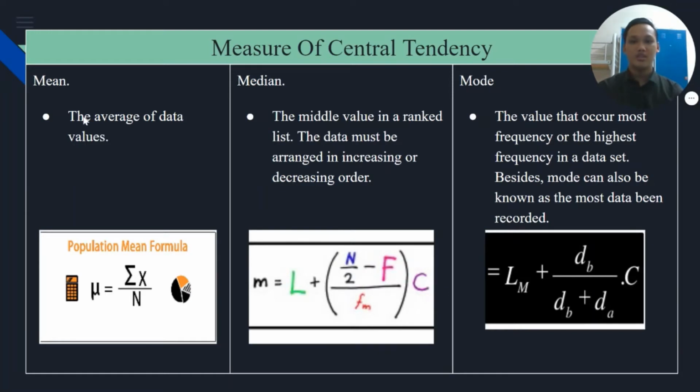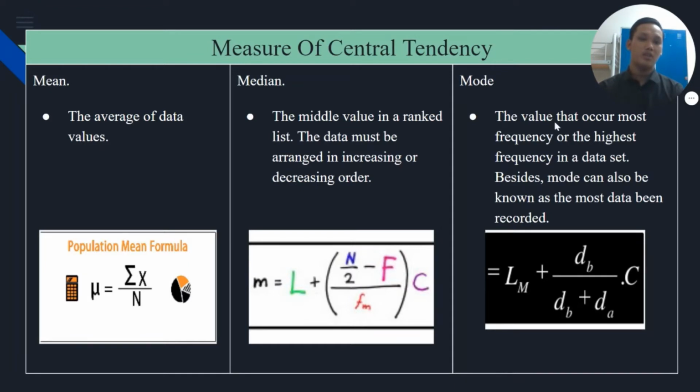What is mean? Mean is the average of data values, where mu is equal to total x over n, n is the sample size and x is the total data. The median is the value in a ranked list. The data must be arranged in increasing or decreasing order. L is the lower boundary, N is the number of data, F is the cumulative frequency, Fm is the frequency for the median class, and C is the size value.